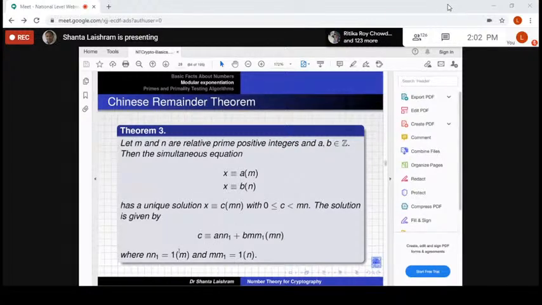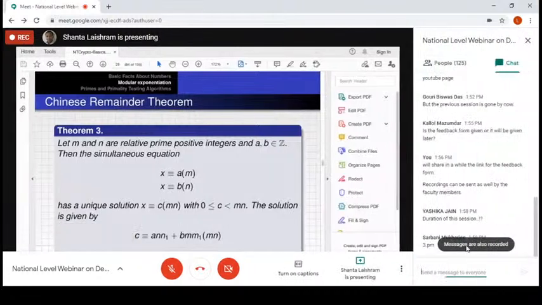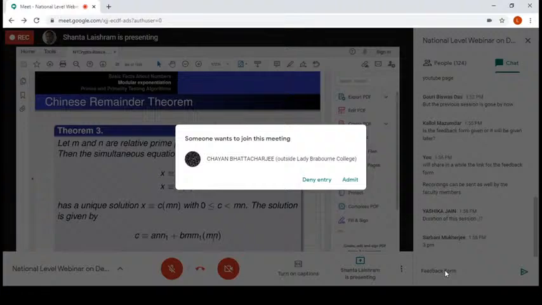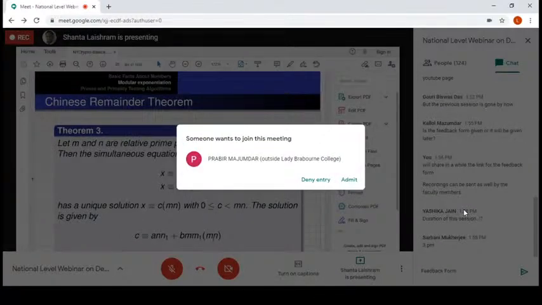So take n1 to be such that n times n1 is 1 mod m. Basically, n1 is the inverse of n modulo m, and m1 is the inverse of m modulo n. Then c is congruent to a n n1 plus b m m1. So this is the Chinese remainder theorem. It has a lot of applications in number theory and other areas of mathematics, and of course in cryptography.